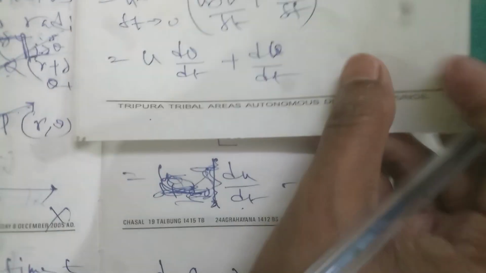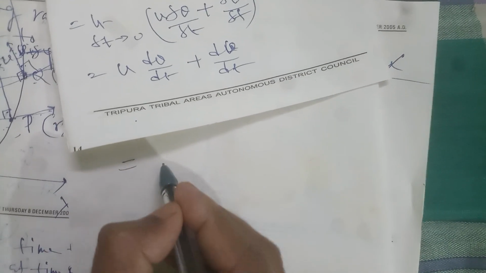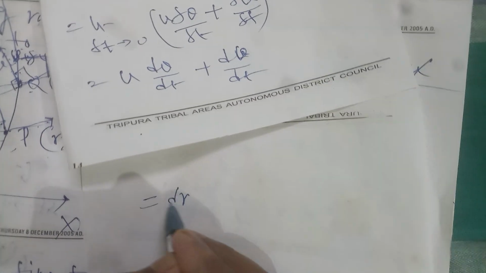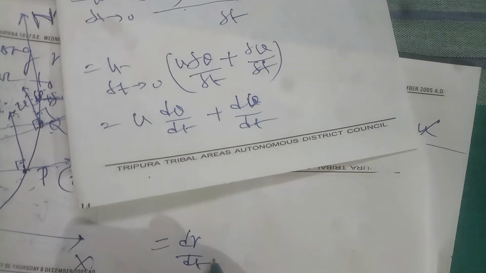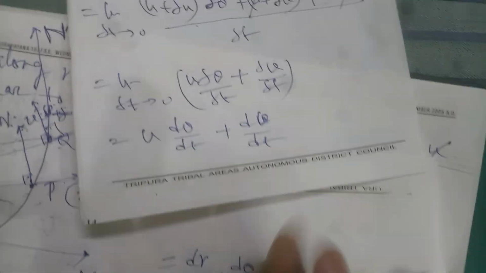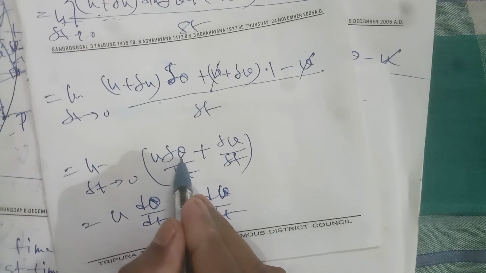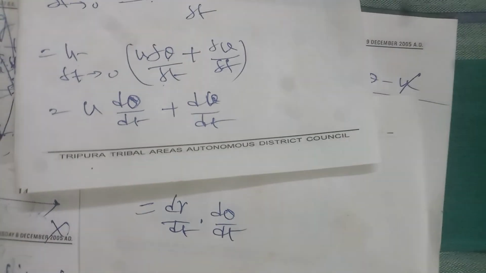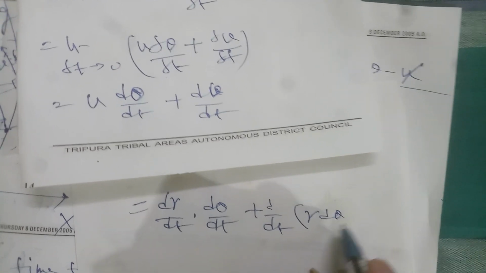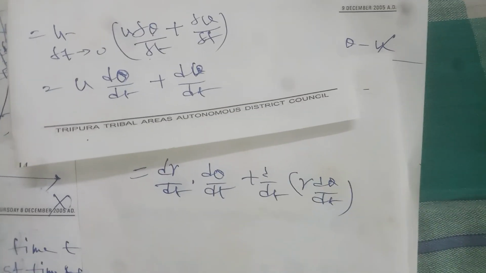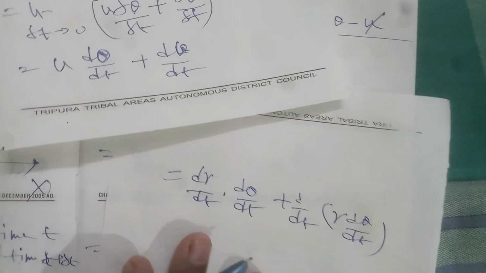So we have this. Now we have to simplify it. How to simplify? Now, what is U? U is dr by dt, as you already know from my last video lecture, and delta theta by delta t is d theta by dt. So U d theta by dt plus d by dt of V. What is V? V is r d theta by dt.